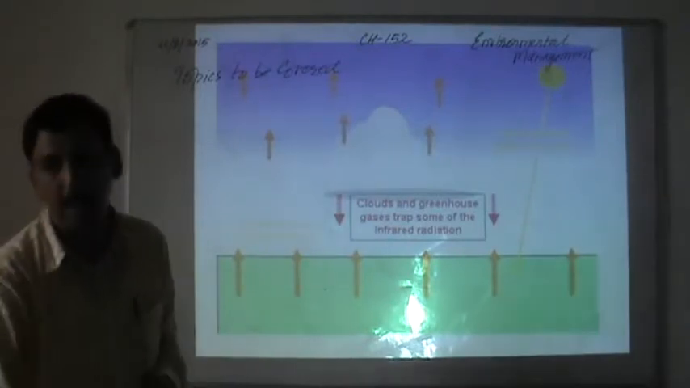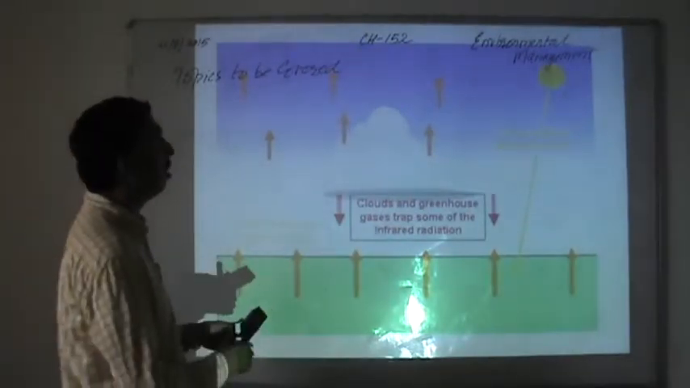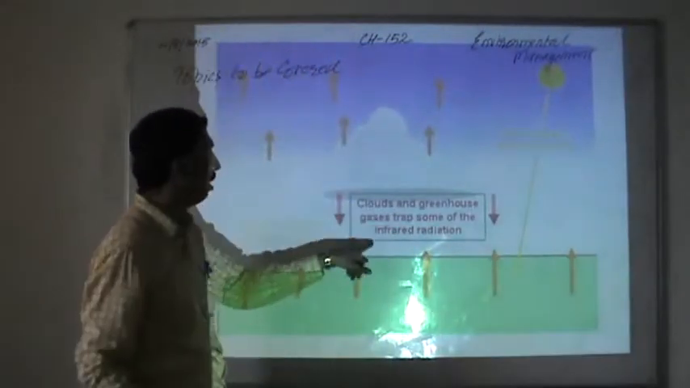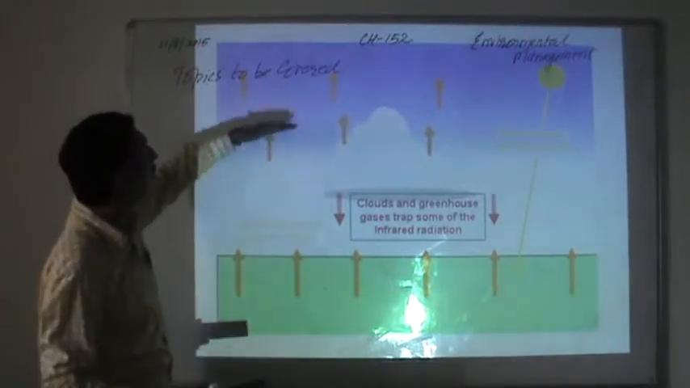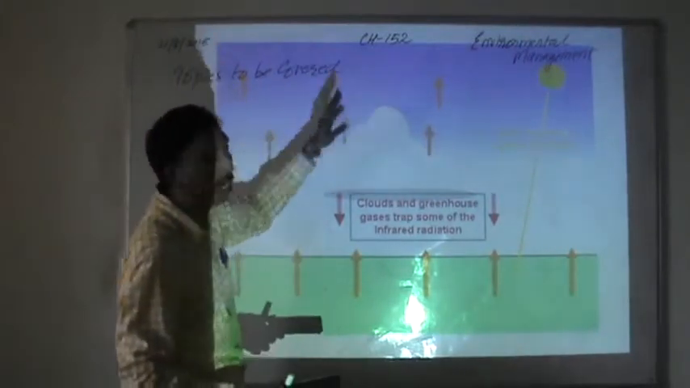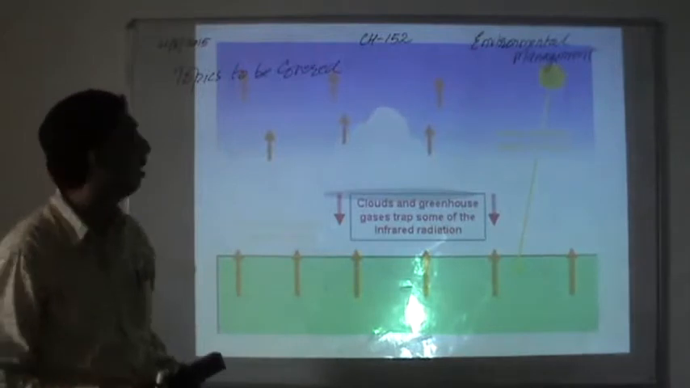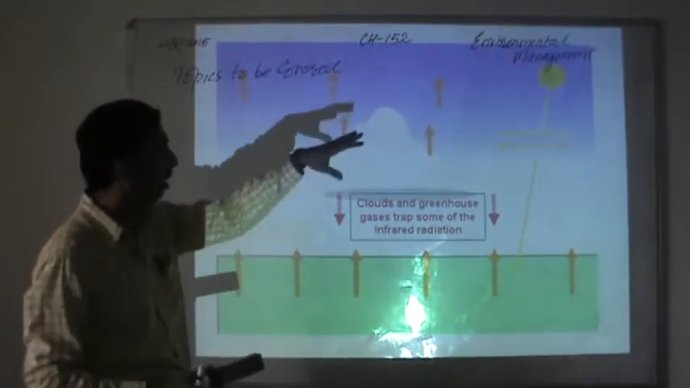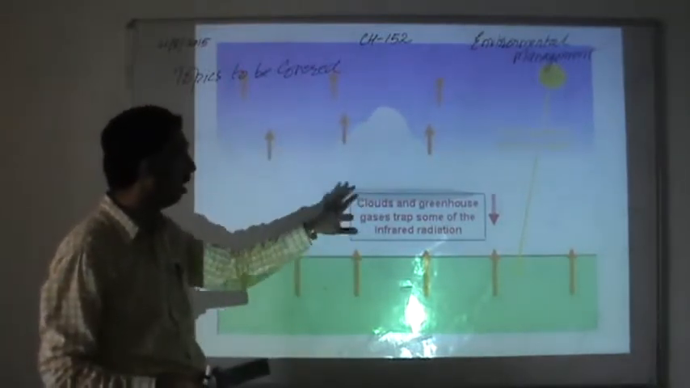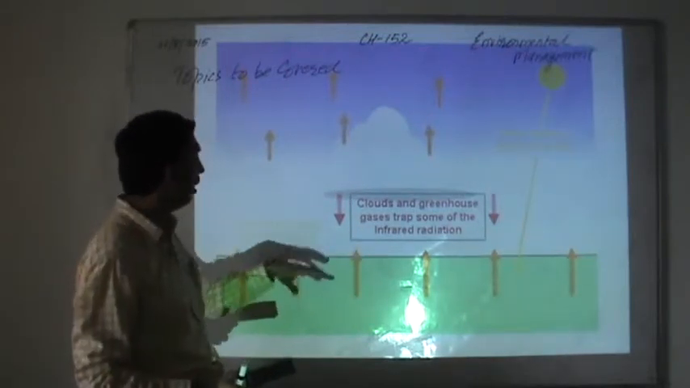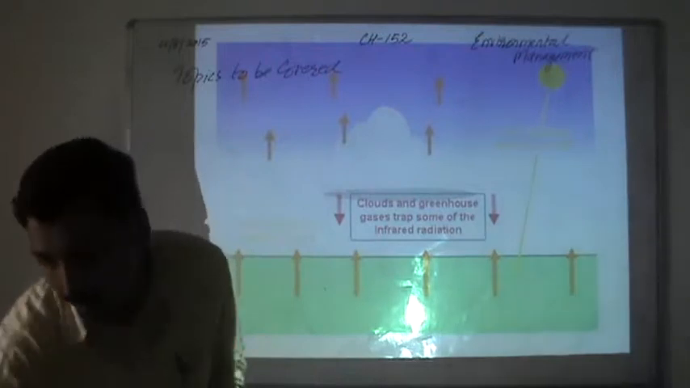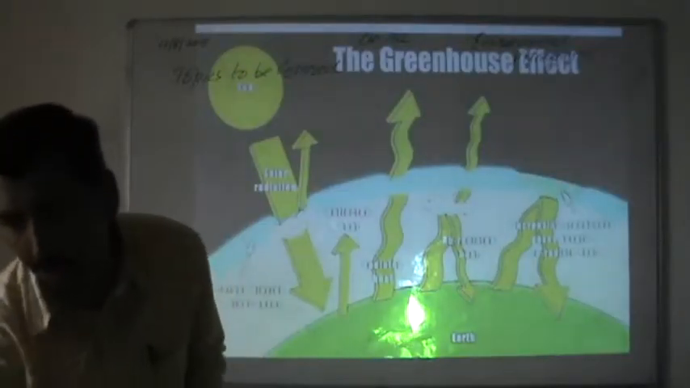Now let us see this slide. This is the sun, solar radiation is coming, and clouds and greenhouse gases trap some of the infrared radiation, while some of the radiation goes back into the atmosphere. This slide shows how solar radiations reach the earth. They are absorbed by most objects and are re-radiated back into the atmosphere. Let us see how this is taking place.